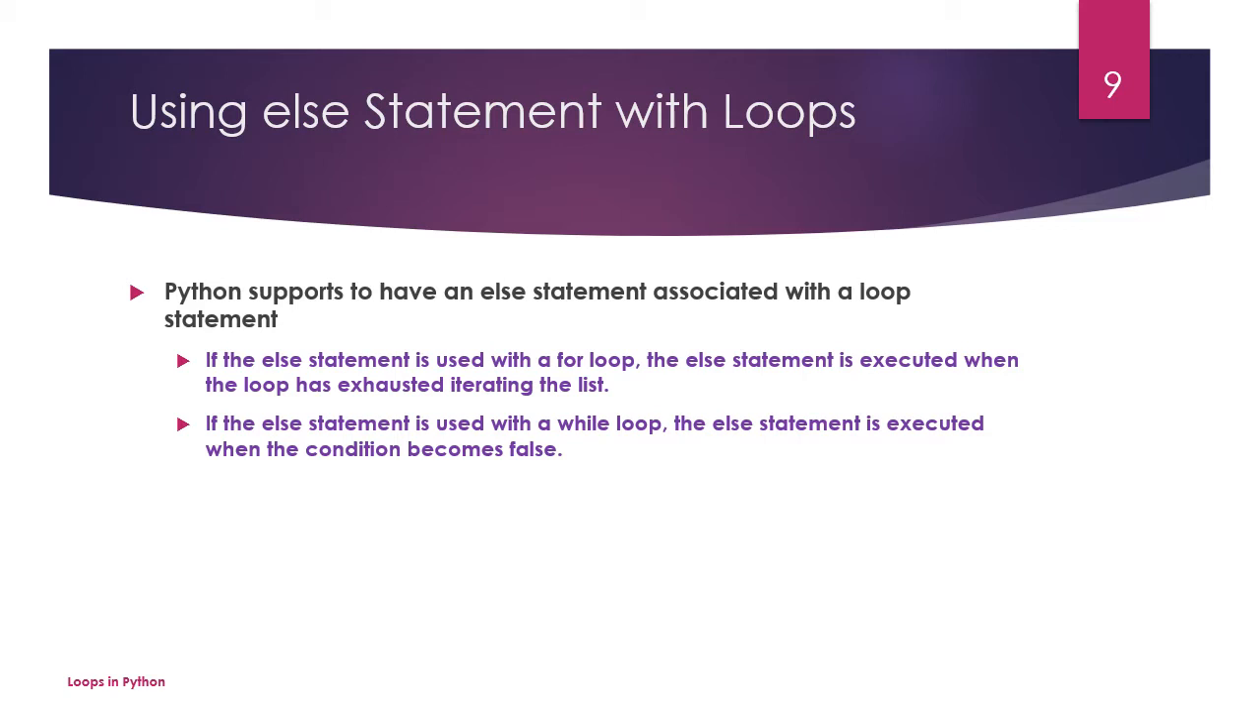If the else statement is used with a for loop, the else statement is executed when the loop has exhausted iterating the list. Normally once the loop exhausted the list, the statements outside the body of the loop will be executed. If there is an else statement, the block of code inside the else statement will be executed once the loop gets exhausted or once the loop's iteration is over.